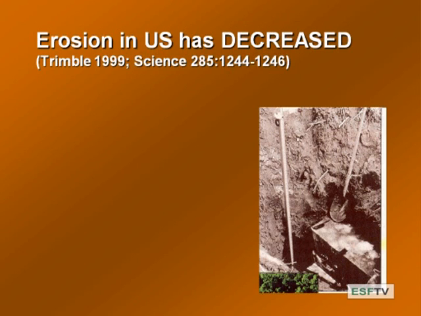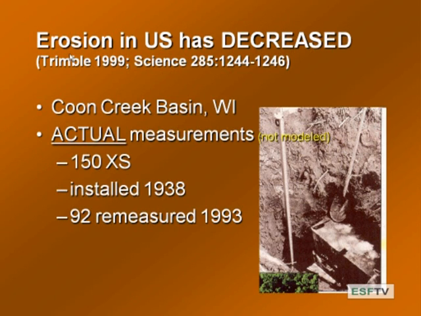So this is the Coon Creek Basin. This is in the driftless area of Wisconsin. It's been ag for a long time, since the turn of the century. And this is kind of neat because at this area they actually measured losses. These measurements came from cross-sections. There are 150 of them, cross-sections that were studied over the period from 1938 up until present time. In 1938 they put in these cross-sections and they actually measure the soil as it accrues, and go back in '92 and measure that again.